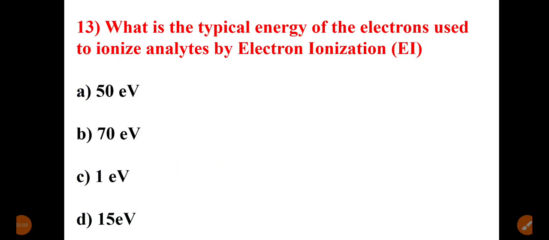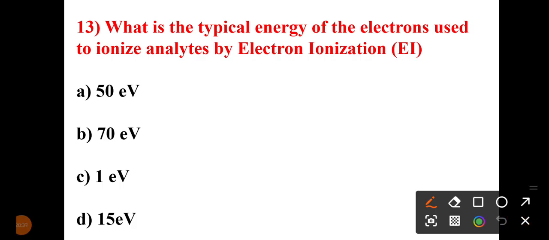What is the typical energy of electron used to ionize analytes by electron ionization? Okay, there are different techniques like electrospray ionization, chemical ionization. So specifically they have asked about electron ionization, how much energy is required in that technique, right? The options are 50 electron volt, 70 electron volt, 1 electron volt and 15 electron volt. So what is the correct answer?